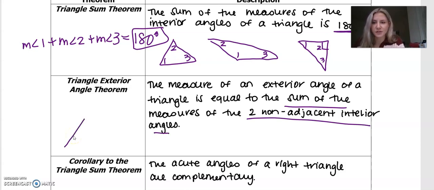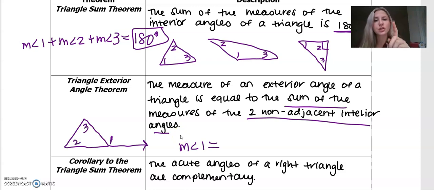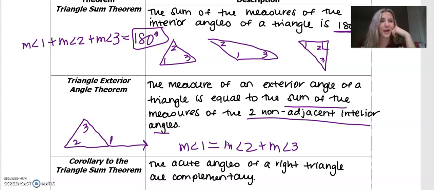Let's get a picture. If I have a triangle and I have an exterior angle, sorry guys, the measure of an exterior angle right here, let's say that's angle 1, the measure of angle 1 is equal to the sum of the two angles that are not adjacent, which means next to, so not next to the interior angle here. Okay, so we find the exterior angle, it equals the sum of the two interior angles that it's not next to.